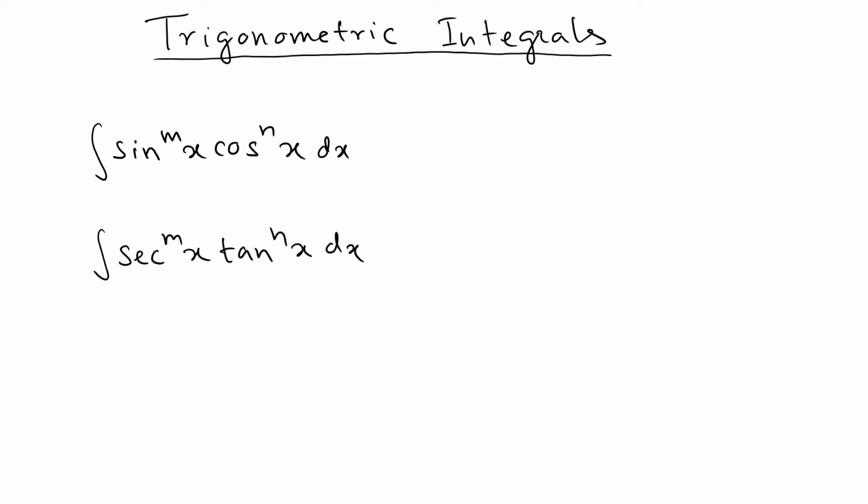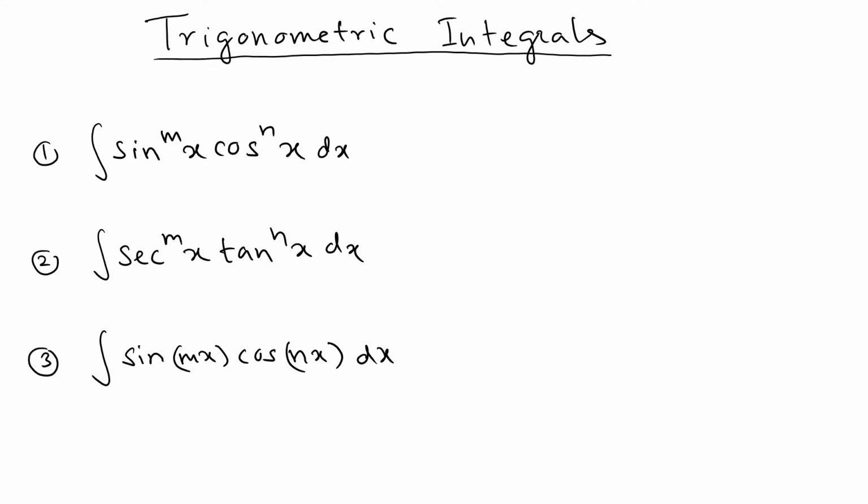And the third type is sine and cosine but not with powers, with multiplication. So sine mx, and then cosine nx. So we can use the product rule, the products. Those are the three types that we're going to learn. There are three types of integrals, but each type we're going to break into several other cases.